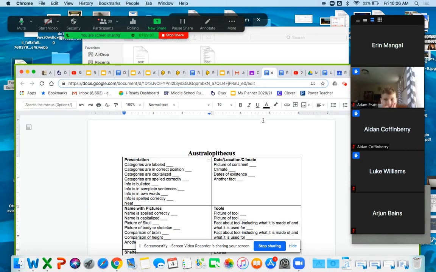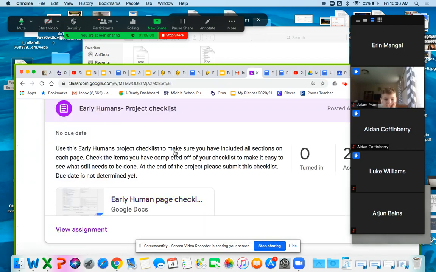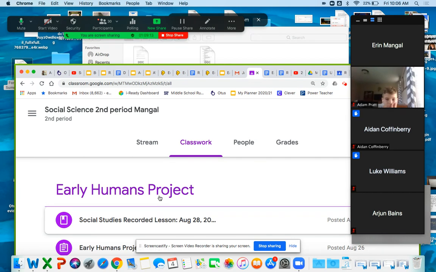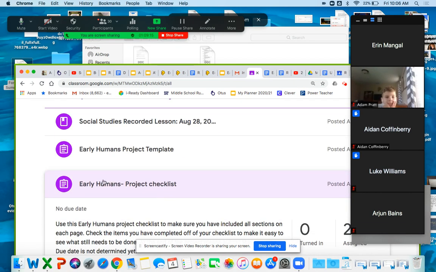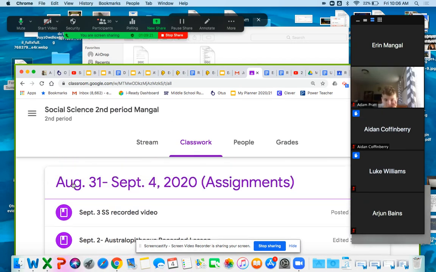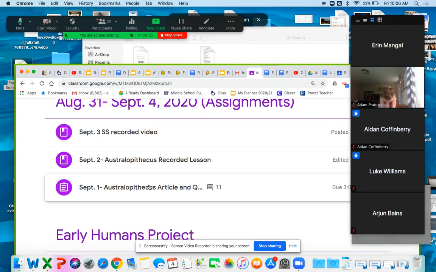So in Classroom, it's right here, underneath the Early Humans Project. If you scroll down, it says Early Humans Project Checklist, but I'm going to repost it right here, Lydia and everybody else, underneath August 31st through September 4th, and it's going to say Australopithecus Checklist. And you're actually going to turn that in with your project on Tuesday.